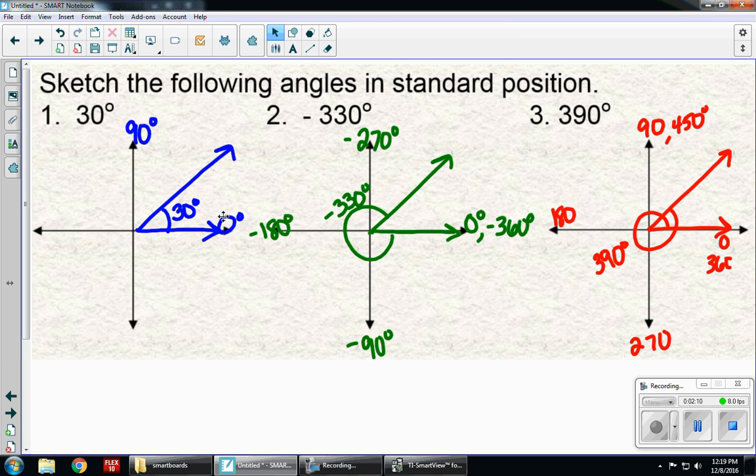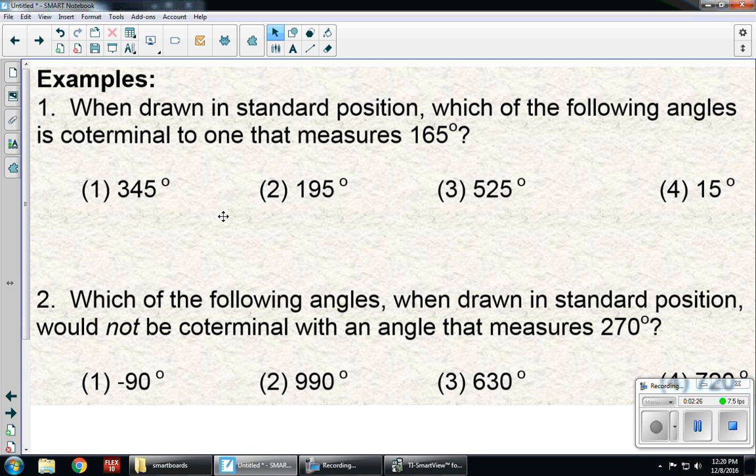So these are coterminal angles because they all end at the same spot. They all have the same reference angle. They all have the same terminal side. So let's take a look at some examples of how we would work with coterminal angles. Because with coterminal angles you're rotating in the same spot, that means you're adding a full circle. A full circle is 360 degrees. So when we work with coterminal angles, we always want to add or subtract 360 degrees.